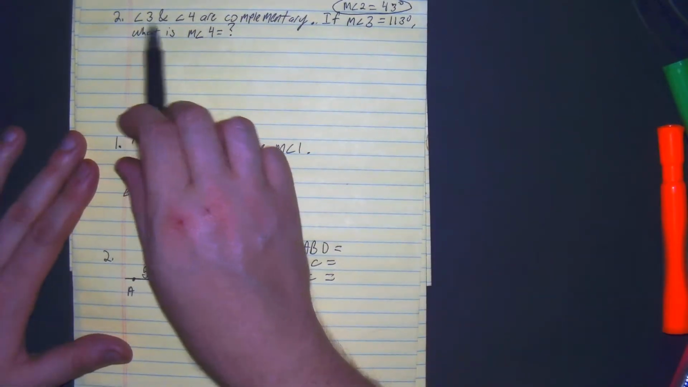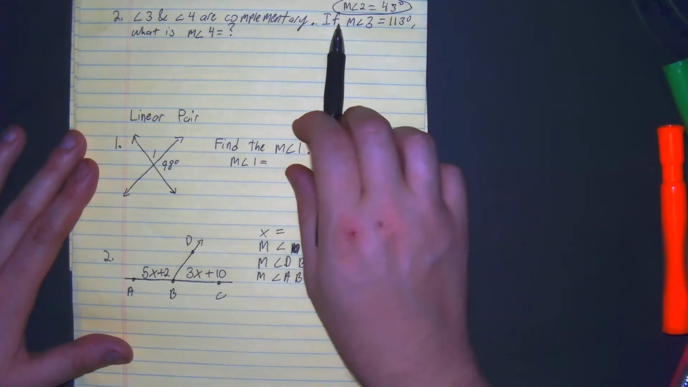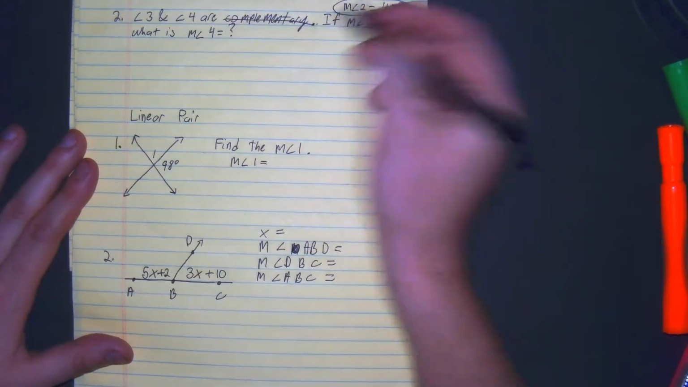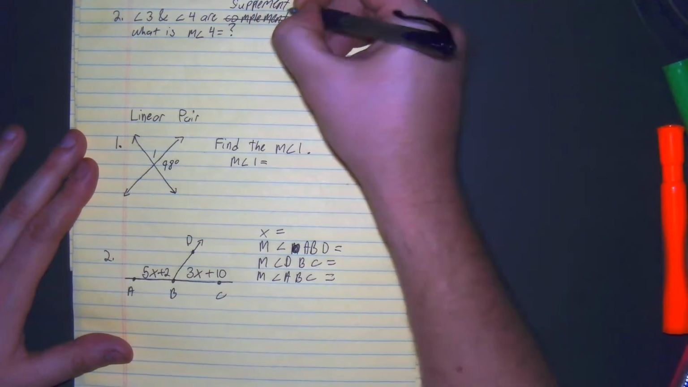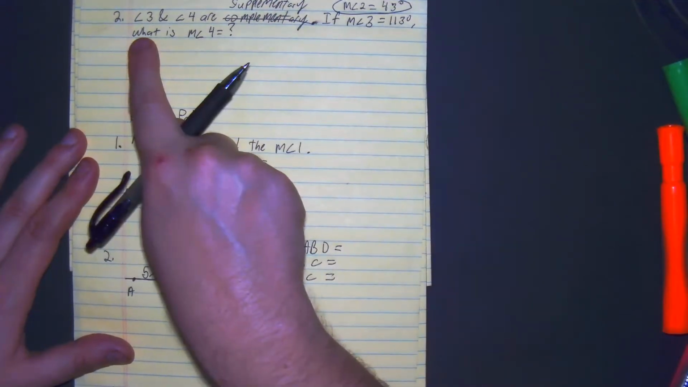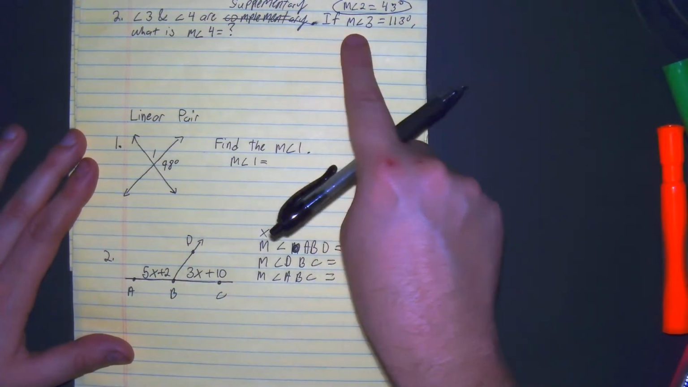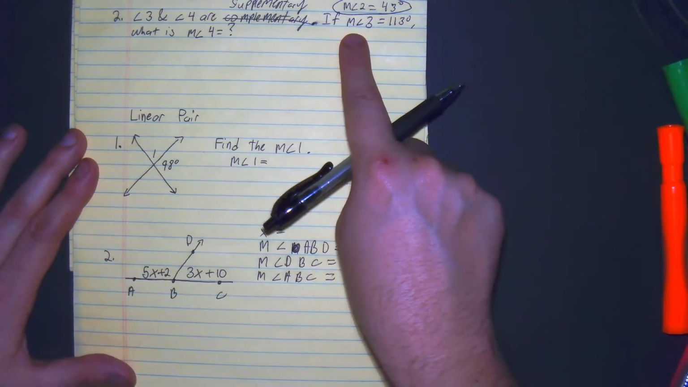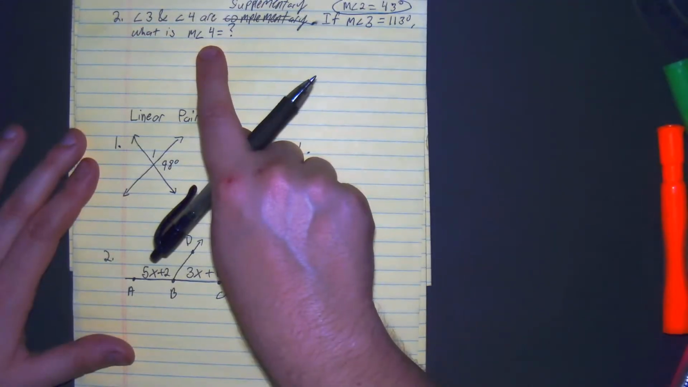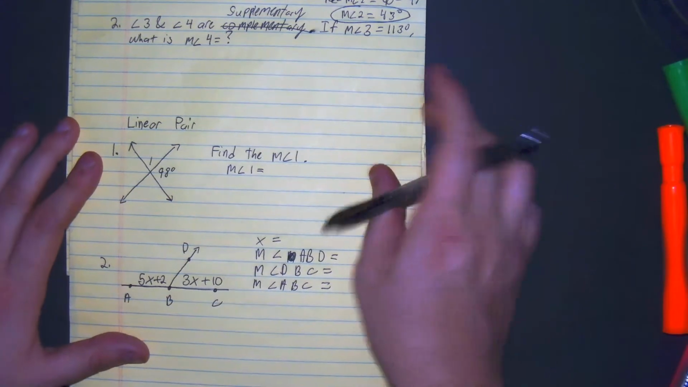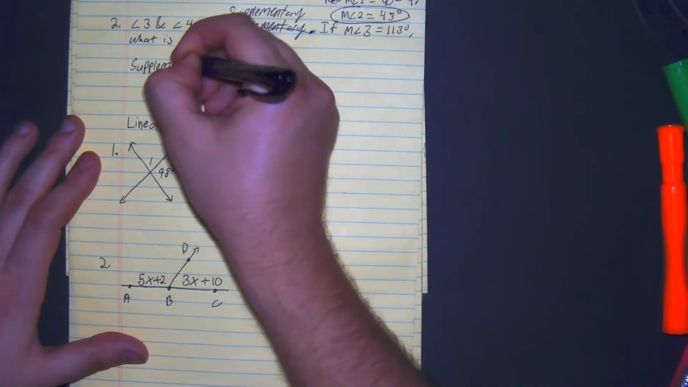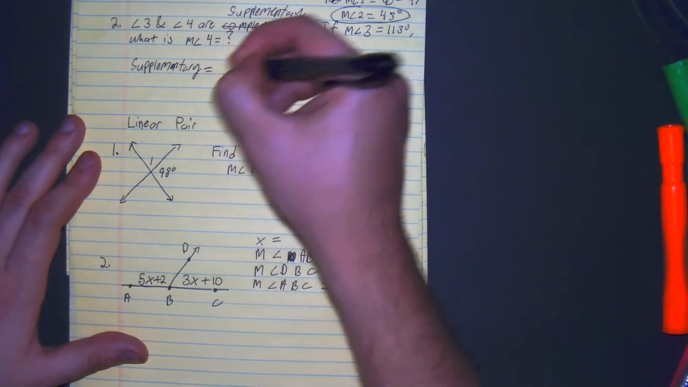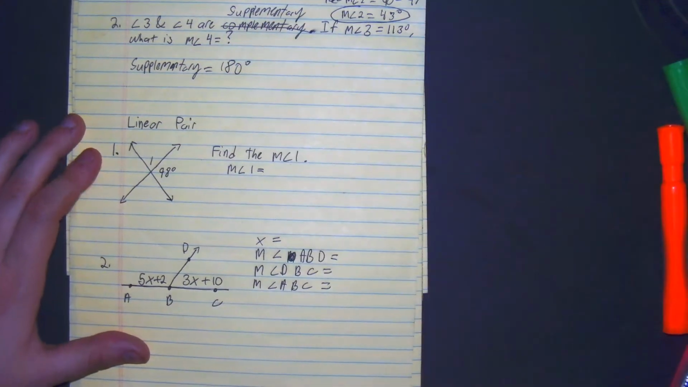Angle 3 and 4 are complementary, or supplementary. That would make sense. Angle 3 and 4 are supplementary. If the measure of angle 3 is 113 degrees, what is the measure of angle 4? So, supplementary means it's equal to 180 degrees.